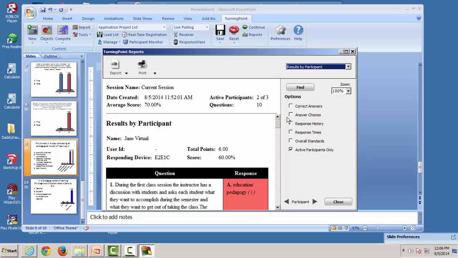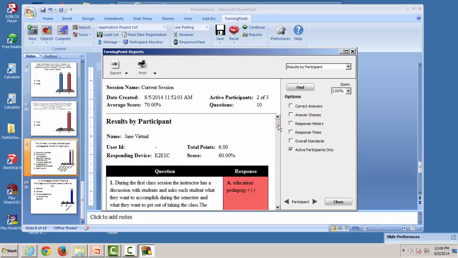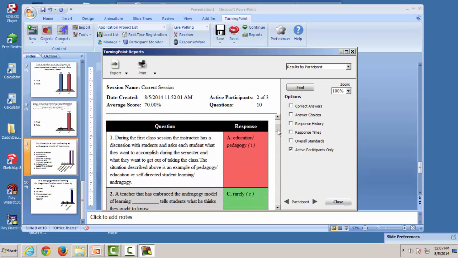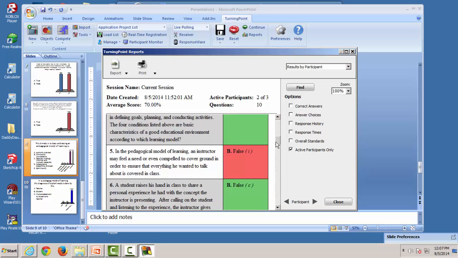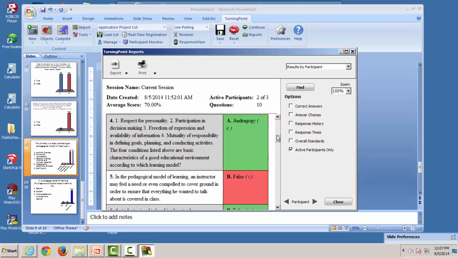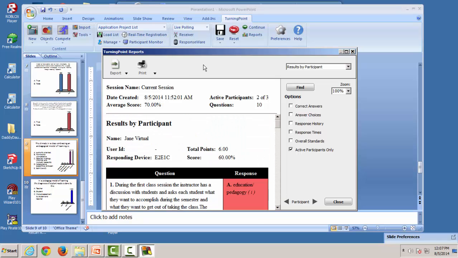So if I hit the results by participant, I can then see the student named Jane Virtual. I can see that they scored 6 out of 10, 60%. I can see specifically which questions they missed, which ones they got right. So then as an instructor, I can maybe focus on helping them understand the concepts that they got wrong. So anyway, the report feature is really great. You can even export onto your computer and save it as a file.